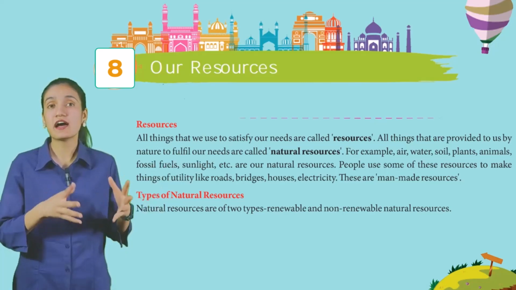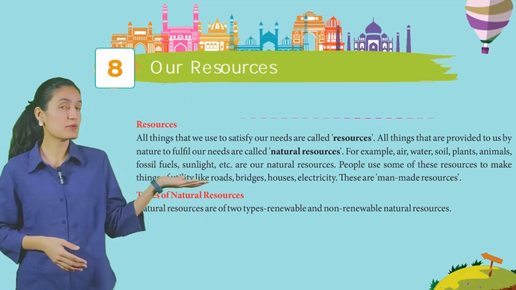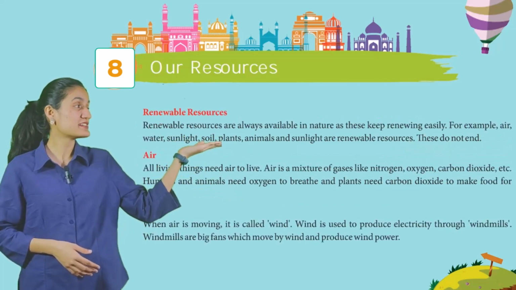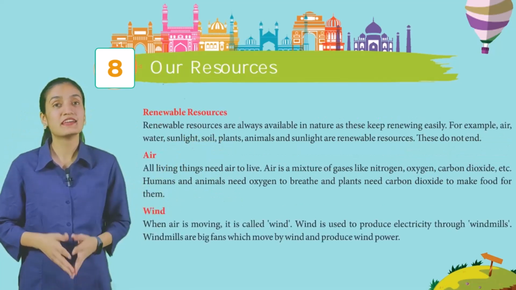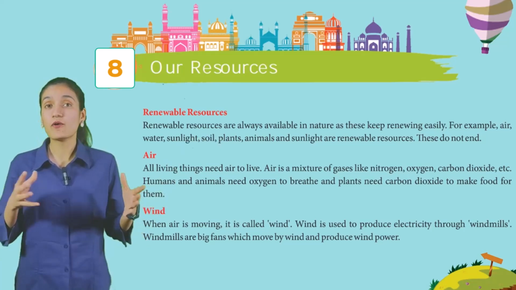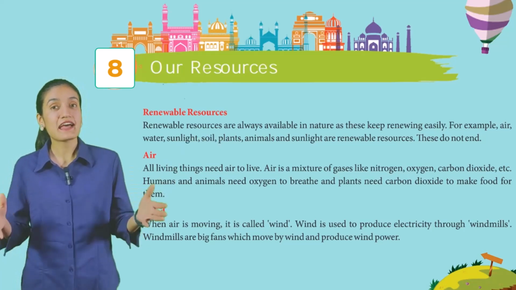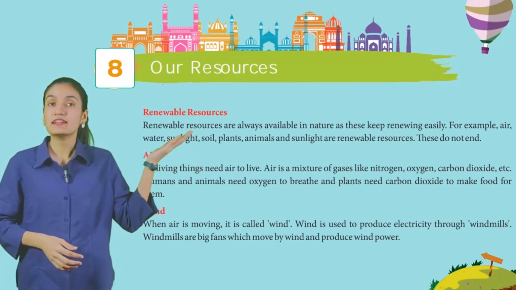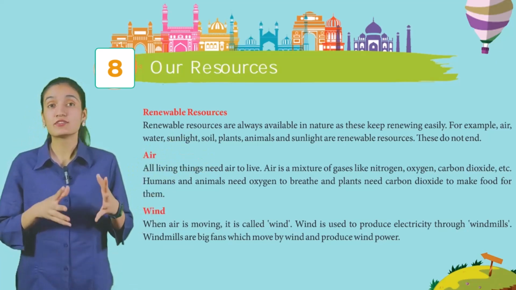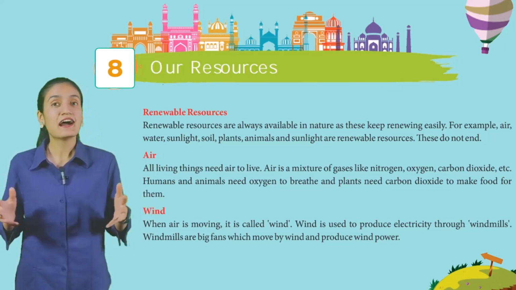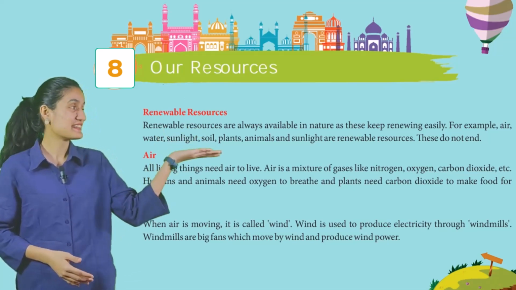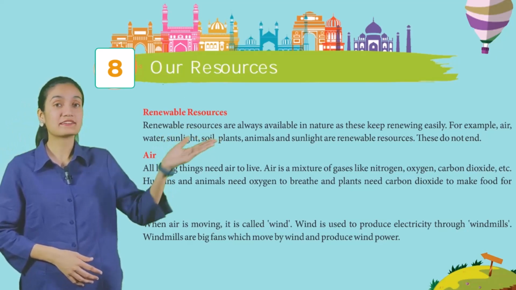Next we have types of natural resources. Natural resources are of two types, renewable and non-renewable natural resources. First, renewable resources. Renewable resources are always available in nature as these keep renewing easily. For example, air, water, sunlight, soil, plants and animals are renewable sources. These do not end.